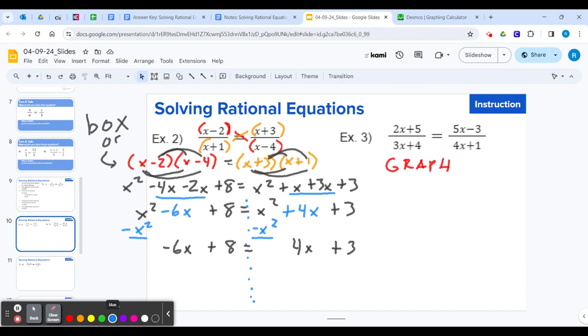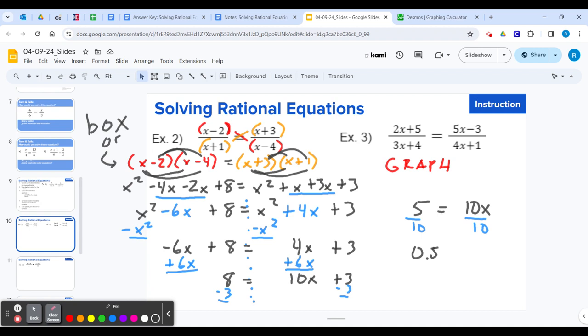Then I want to move things to my other side of the equation, so I'm going to add 6x to both sides. I chose this direction to keep everything positive, so now I get 8 equals 10x plus 3. I can then subtract that 3 from both sides. I'm running out of space, so I'm just going to write this over here. I get 5 equals that 10x. And then finally I can divide by 10, and get 0.5 equals x as an answer.